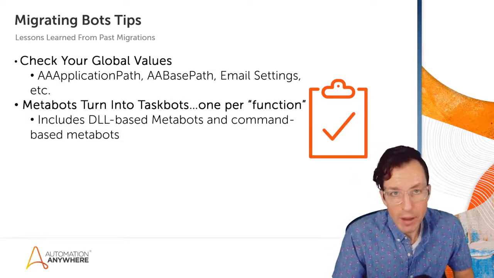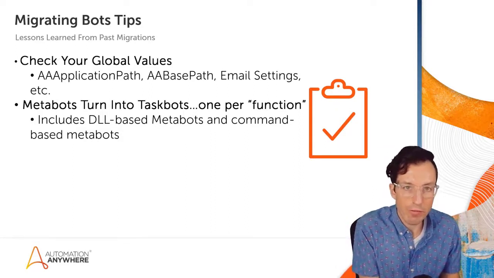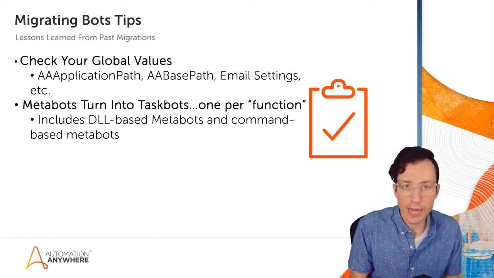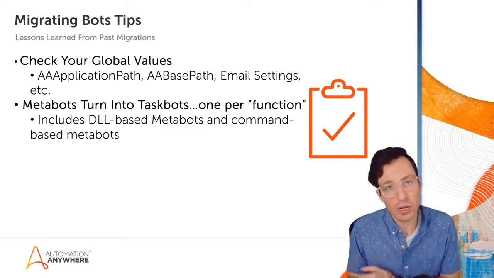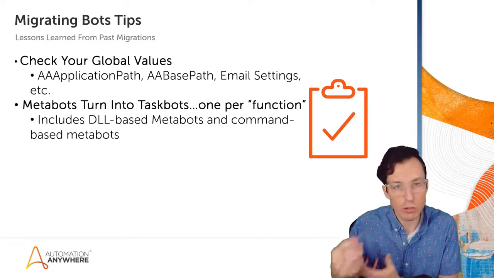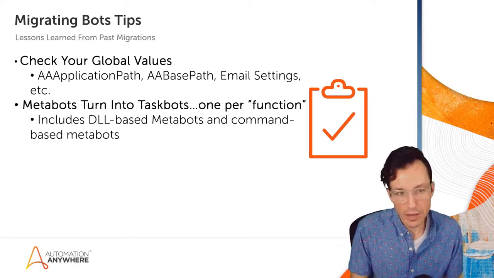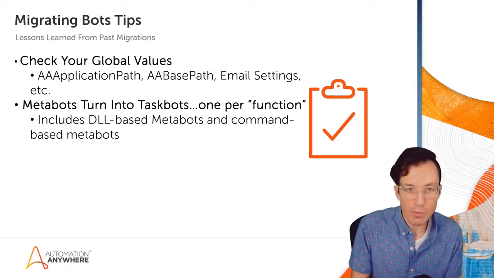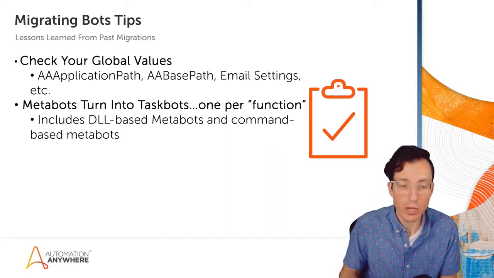When you have a Metabot that gets migrated over to Automation 360, what happens is you will have basically one task bot per function in your Metabot. So in version 10 and version 11, you could create Metabots. Those Metabots could be based on a DLL. They also could be based off of just using commands and having this repeatable, reusable code element that you could use and call almost like a function. Regardless if it was DLL based or command based, when that gets converted to Automation 360, you're going to end up with individual task bots, one per function as defined by the Metabot. And so just be aware of that.